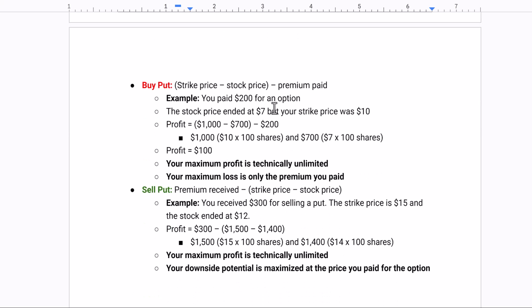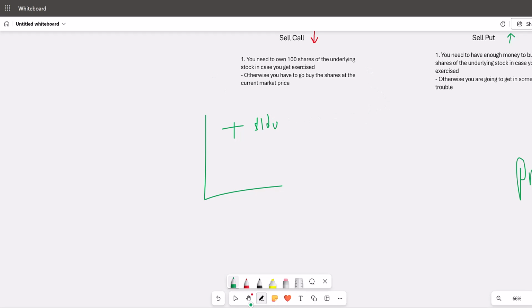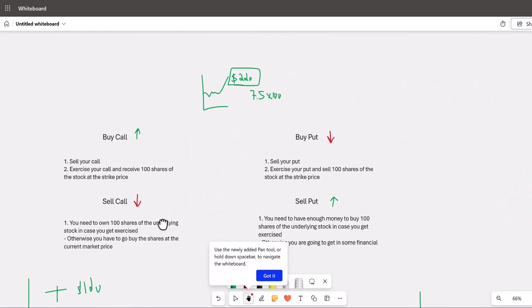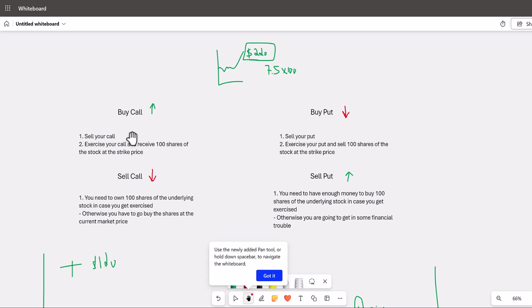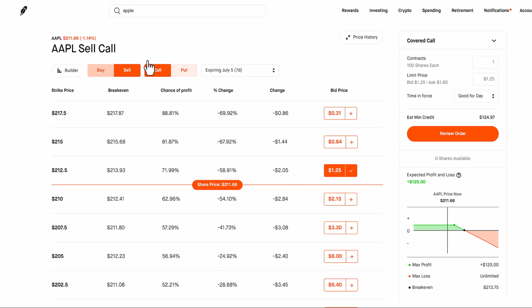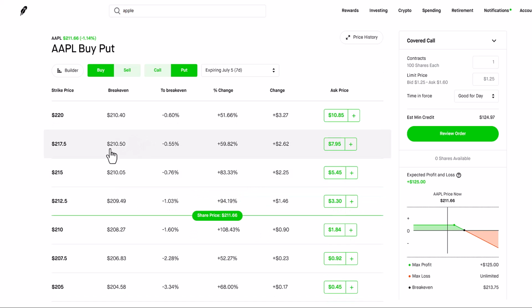Now let me tell you about buying a put. Buying a put is when you want the stock price to go down. You want to see the price go down. It's kind of the same as buying a call, but the other way around. Instead of being able to buy shares for cheap, you get to sell shares for expensive. So let me show you. Buy put: what you want is for the stock price to end below the strike price.